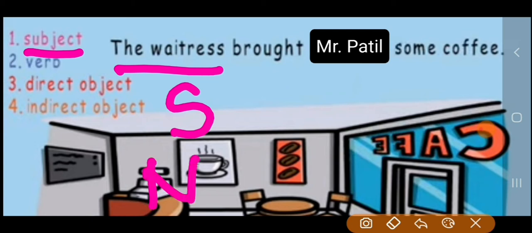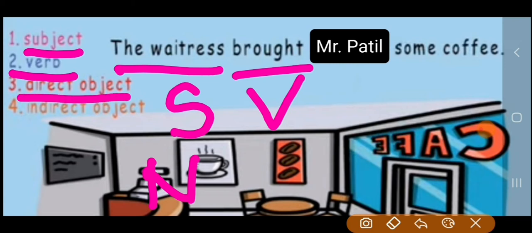Next, we need to find the verb. Do you see a word that shows action? What did the waitress do? Brought. So, the waitress brought. Brought is the verb. Next, we need to find the direct object. We need to find the noun or a pronoun that received the action. We need to ask ourselves, the waitress brought what? What did the waitress bring?